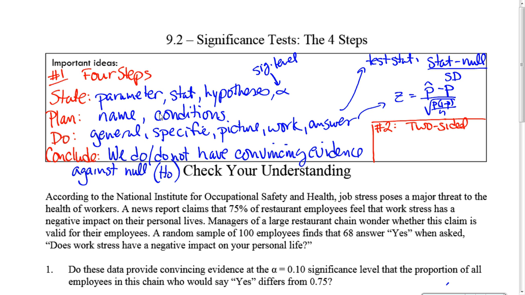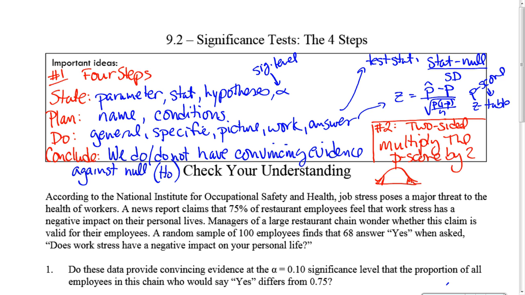What we're going to do is that we're going to go through and we're going to multiply the p-score by 2. Because again, if that's the case, we're looking over here and over here. So if we know one area, we double it. And I suppose we could do that over here. P-score is either your table, your z-table, or normal CDF.